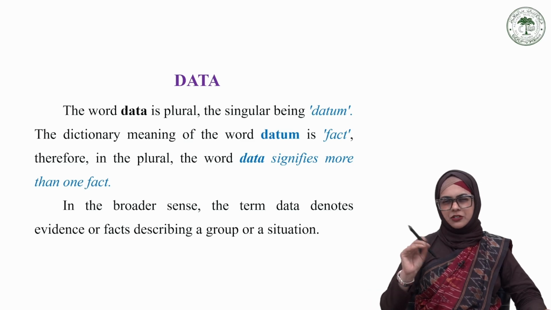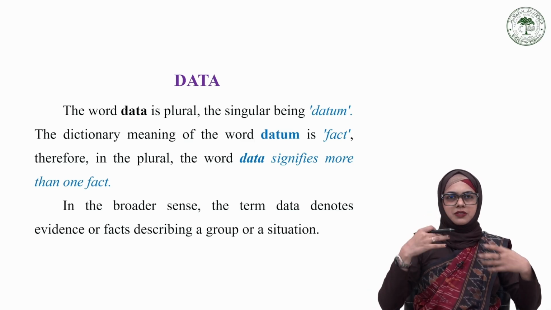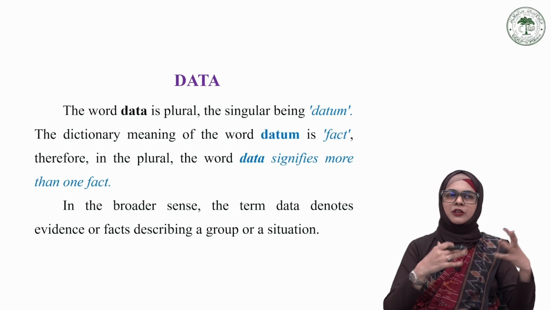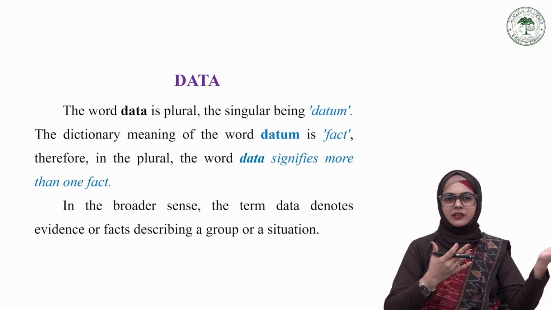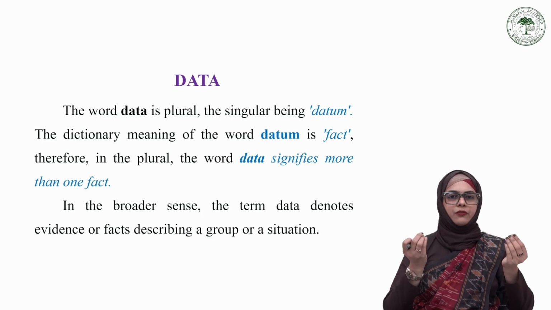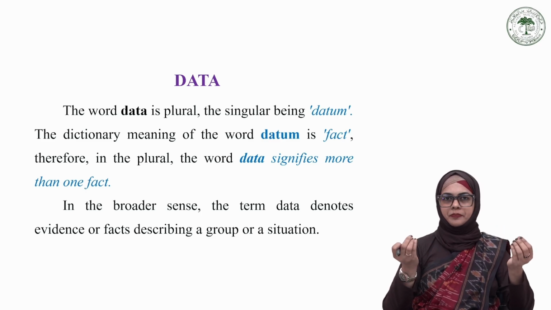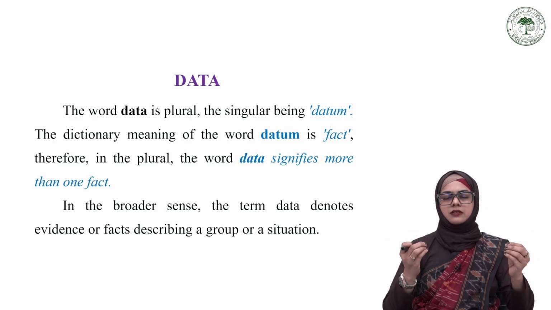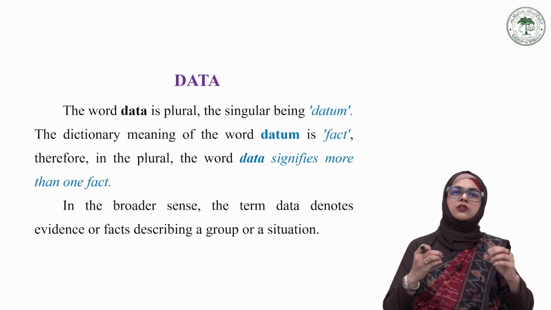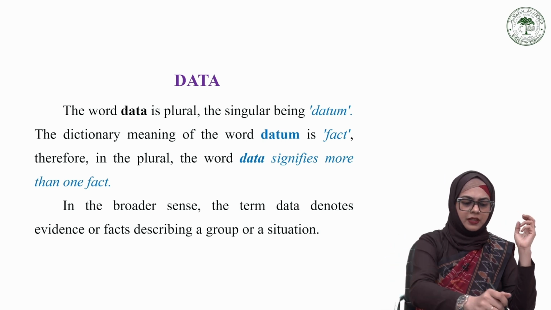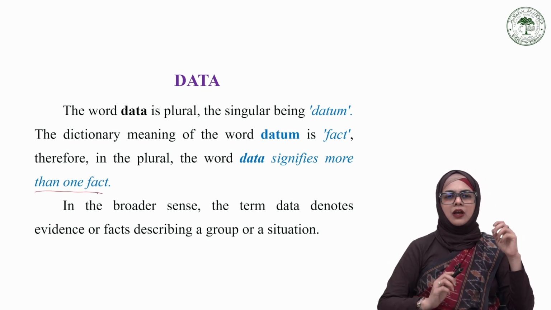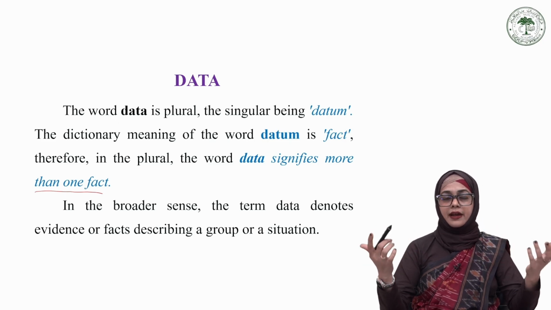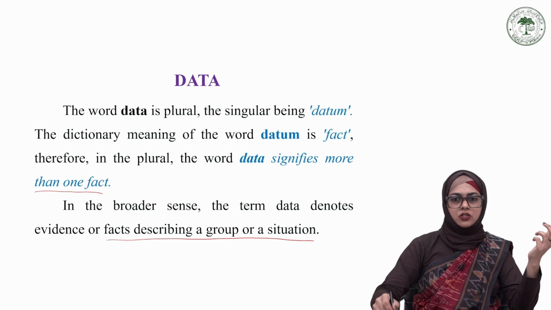So first, there's a bit of theory here because I have to start with some background. Remember, we have been talking about data since the previous lectures. Data is a plural form, and the singular is datum. If you look at the dictionary meaning, datum is a fact. Therefore, in the plural form, the word data signifies more than one fact. In the broader sense, the term data denotes the evidence of facts describing a group or a situation.